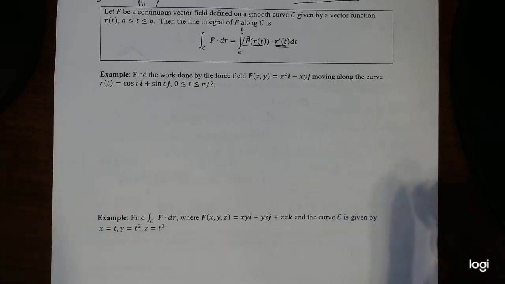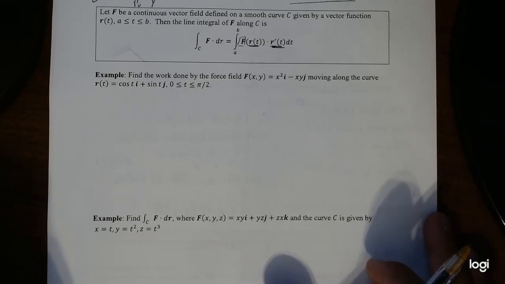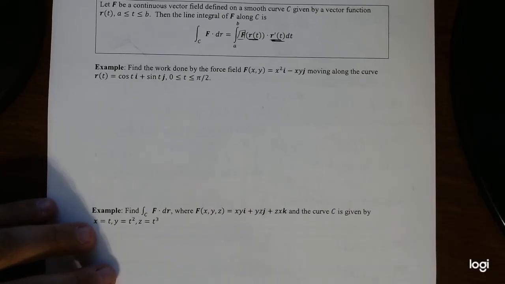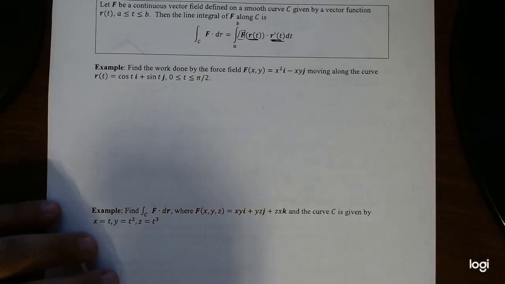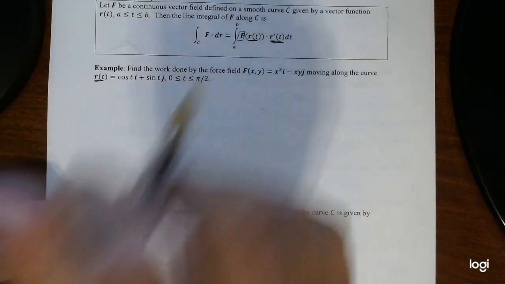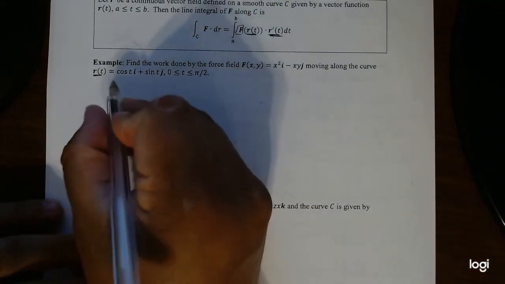So let's try an example so you can see how this looks in, let's say, 2 dimensions for now. Okay, so find the work done by the force field where F is equal to x squared i minus xy j, moving along the curve r of t. So they give us the parameter automatically, right? So everything's given to us. We don't have to find it or anything like that. Okay, so we're given this.